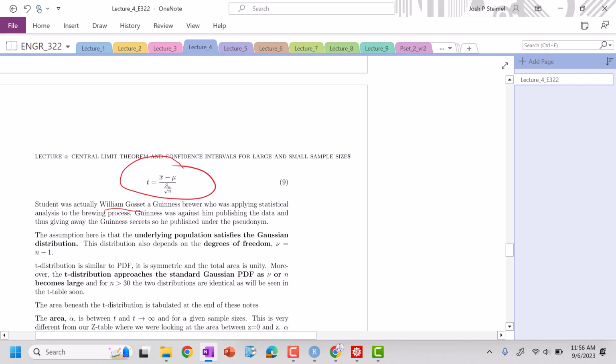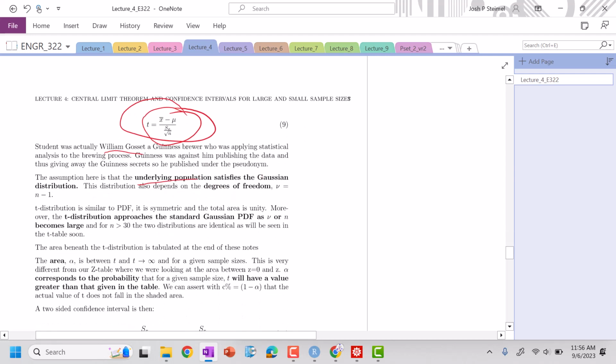But anyways, this t-test or this t-metric should look very similar to our old z-value, but we have, again, that 1 over n value. Now, the assumption here is that the underlying population is Gaussian, but you see that there's going to be this new variable called nu, and that's going to be essentially our degrees of freedom. It's just going to be n minus 1.